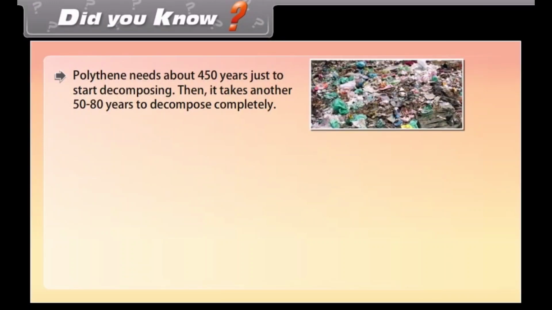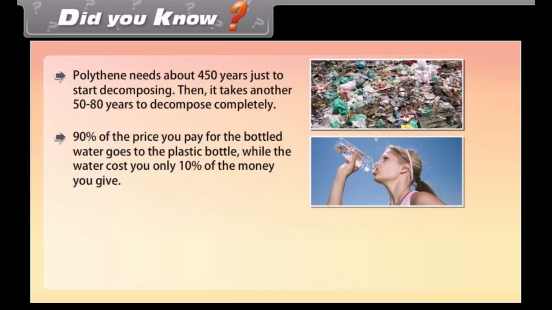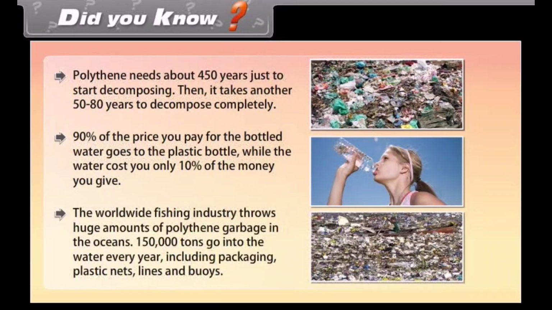Did you know? Polythene needs about 450 years just to start decomposing. Then it takes another 50 to 80 years to decompose completely. 90% of the price you pay for bottled water goes to the plastic bottle, while the water costs you only 10% of the money you give. The worldwide fishing industry throws huge amounts of polythene garbage into the oceans. 150,000 tons go into the water every year, including packaging, plastic nets, lines, and buoys.